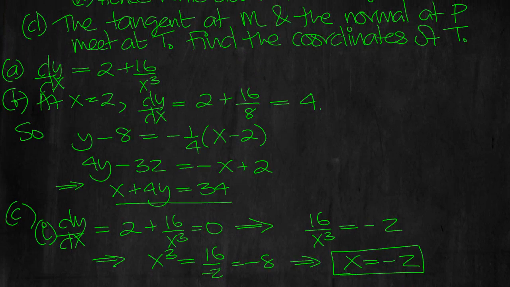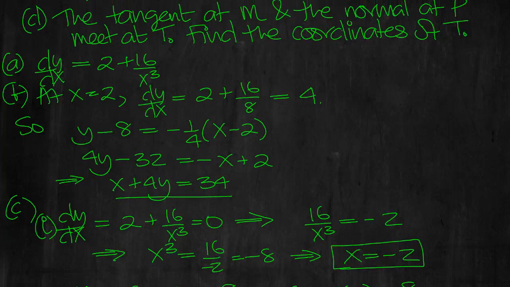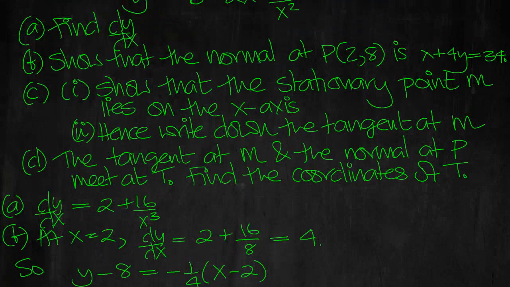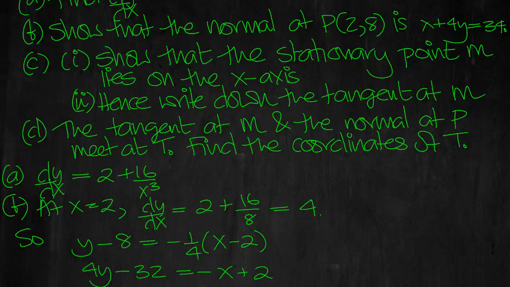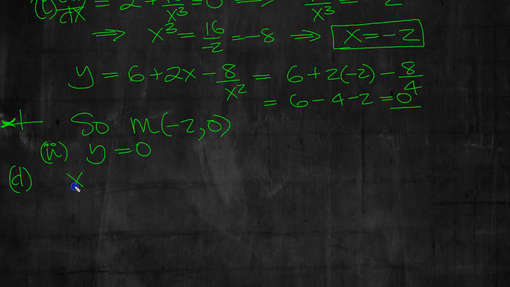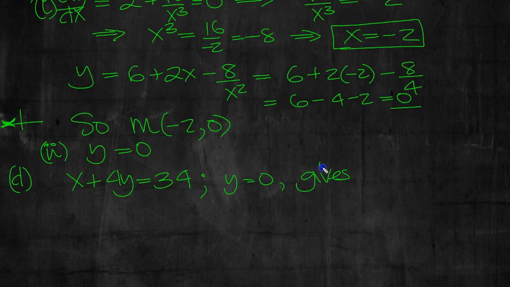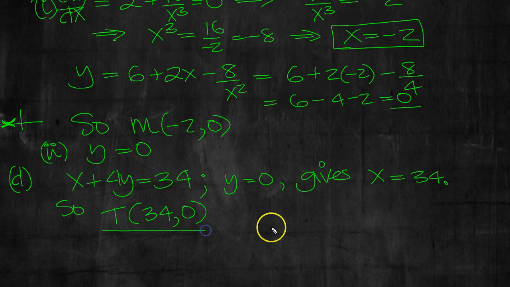Part D, the tangent at M and the normal at P meet at T. Find the coordinates of T. So the normal at P, x plus 4y equals 34. So x plus 4y equals 34. y equals 0 then gives, okay, x is equal to 34. So T has coordinates then, 34 and 0. And that's the coordinates of T.